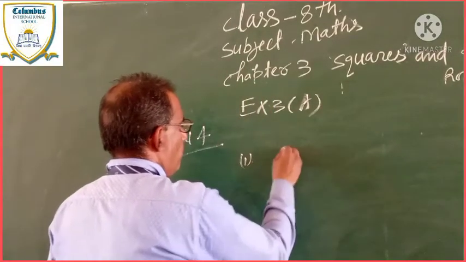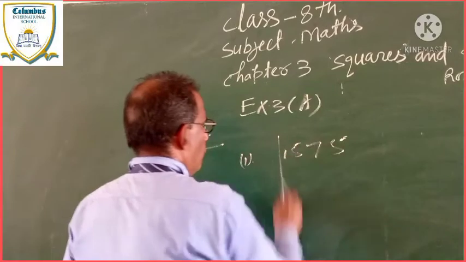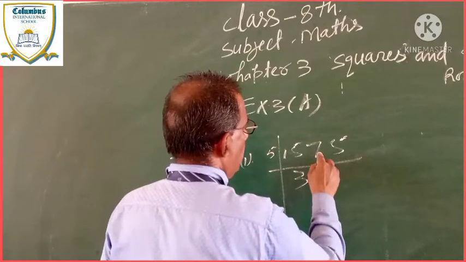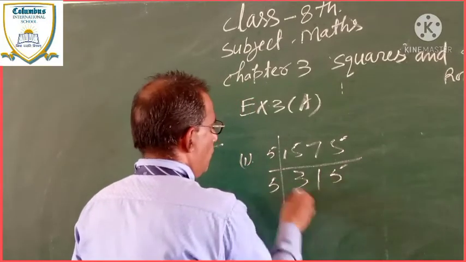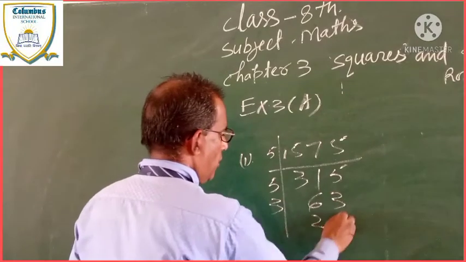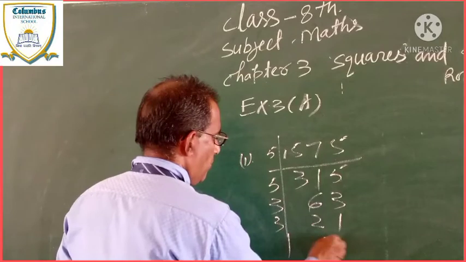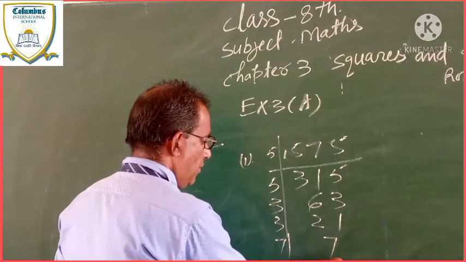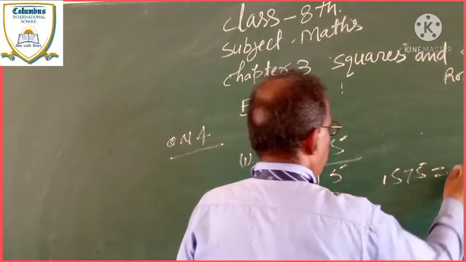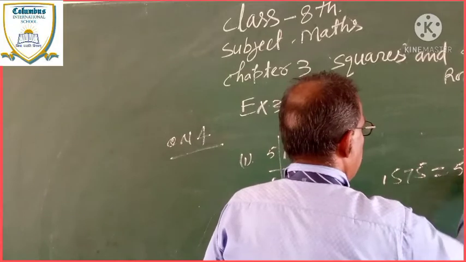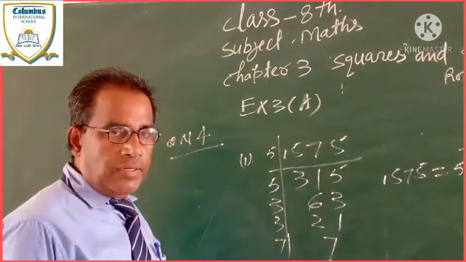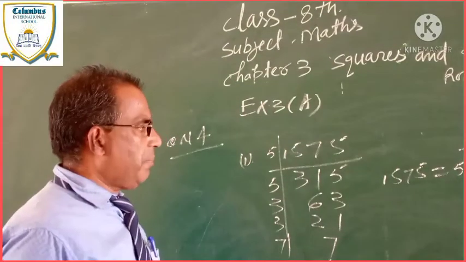First, 1575. We find the prime factorization. 5 threes are 15, 5 ones are 5, 3 twos are 6, 3 ones are 3, 3 sevens are 21, and 7 ones are 7. So 1575 can be written as 5 square into 3 square into 7. If that number is divided by 7, the resulting number is a perfect square.